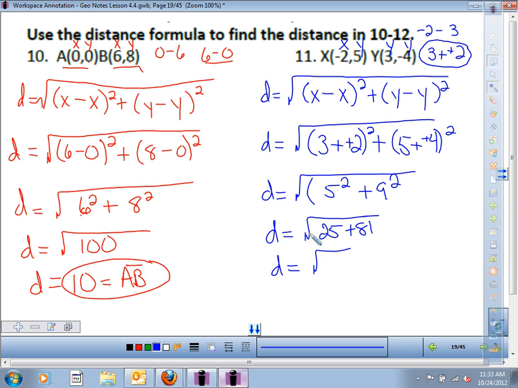Now I don't care if you skip this step. You can skip this step right here and just put 5 squared plus 9 squared in your calculator. That's going to be 106. And the square root of 106 is not a pretty number, so we do a square root of 106. It's going to be 10.2956, so we would say the distance is approximately 10.3. Okay, so there's your answer. It's a rounded answer, but the distance between the 2 points x and y would be 10.3.